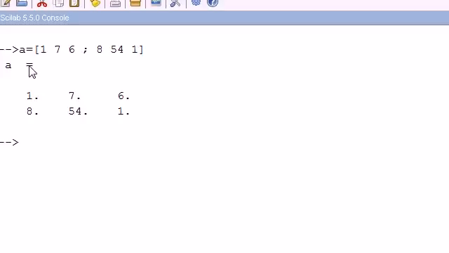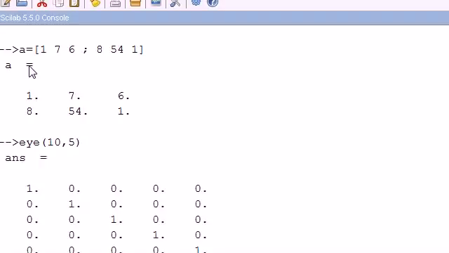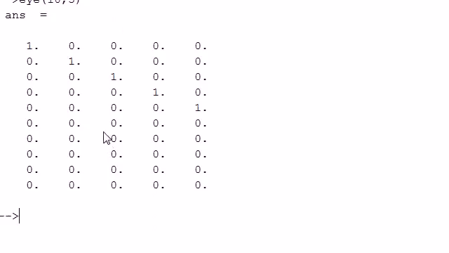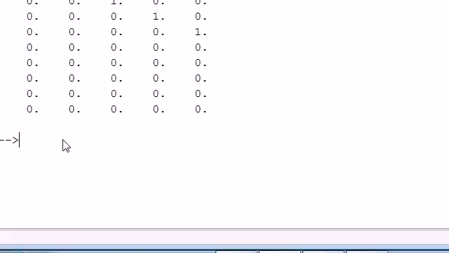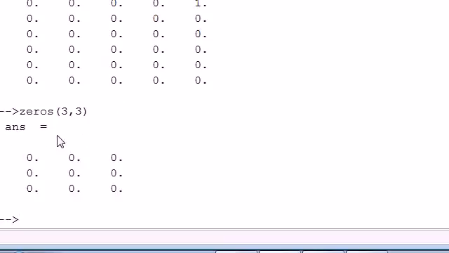And let's create now the identity matrix, which is very much used in different situations, as well as the zeros matrix. And here is our identity matrix, so in the diagonal ones and the rest is 0. Then zeros, let's create 3 by 3. So here is the zeros matrix.